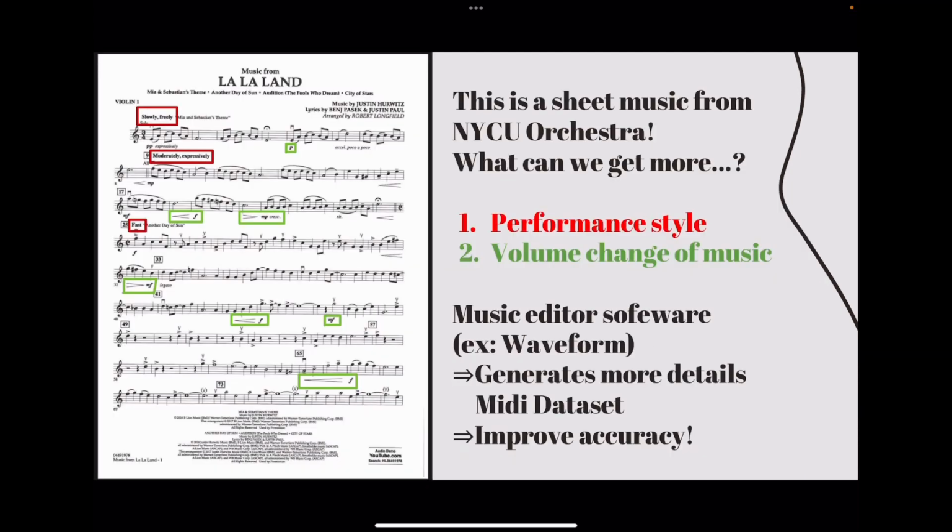As you can see, this is a sheet music example from my orchestra, NYCU orchestra. We can get more music information from it, like the red one I marked is the music performance style, and the green one I marked is the volume change of the music. Then we can use music editor software like Waveform to generate a mini dataset with more information, which will help improve the accuracy of our model.